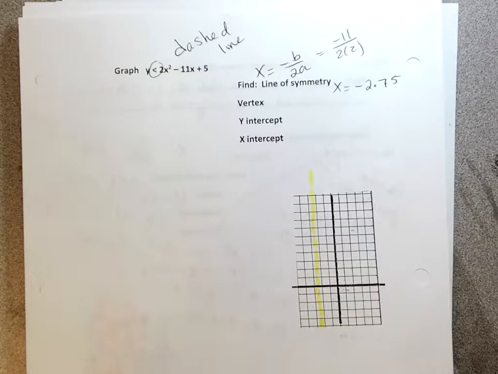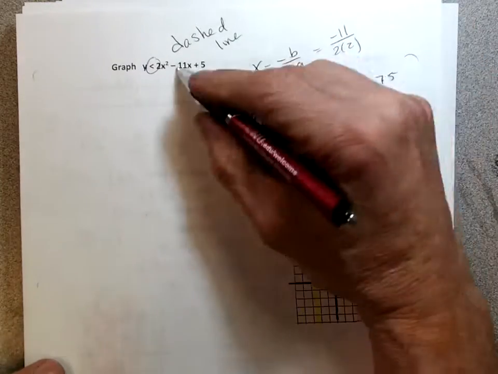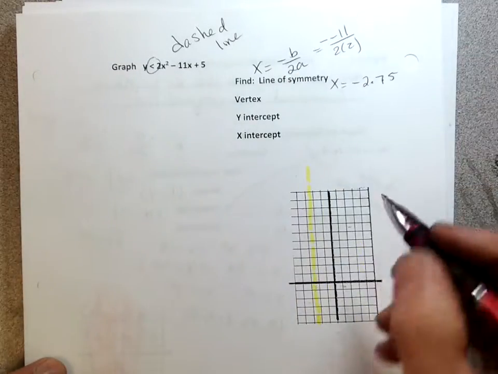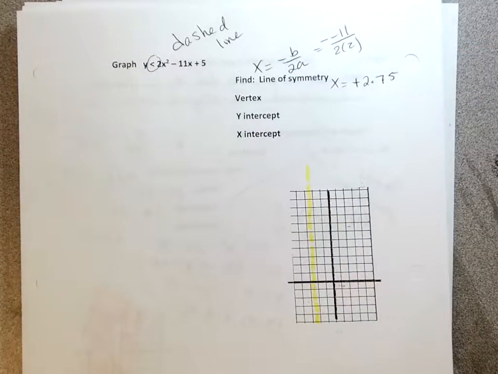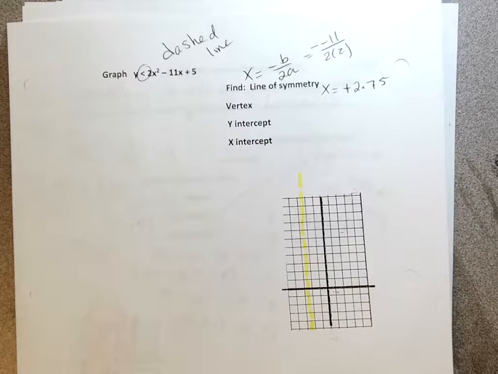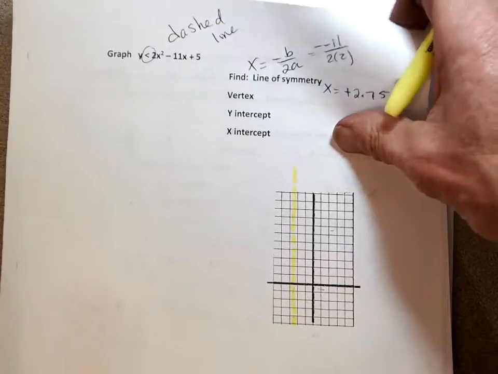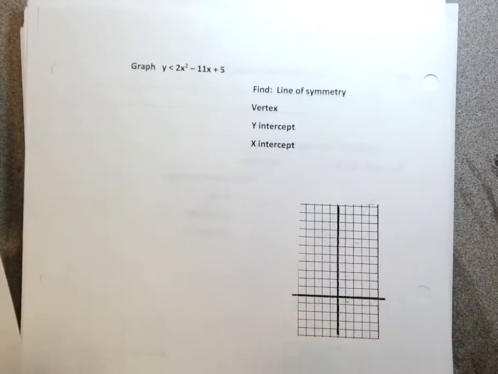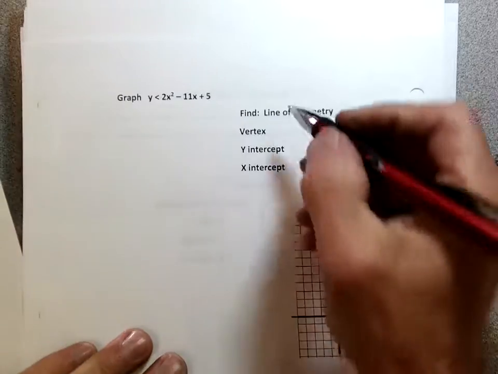Now, oh, I'm wrong. Negative, negative. I am wrong. Darn it, made a mistake. Positive 2.75. Yeah, if I could erase that line, I would. Okay? Get rid of that. Good thing I use an eraser. Darn, made a mistake already. Negative. All right, so do it again.